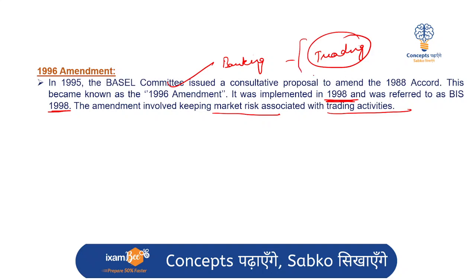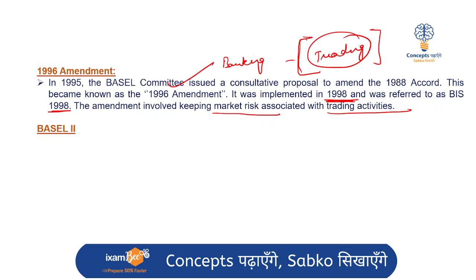So keeping capital against these kinds of assets would differ from assets which are kept in the normal banking book, like the normal loans and advances. That's why market risk was actually added, apart from the credit risk, in order to keep capital regarding the same. So for this the amendment was made.